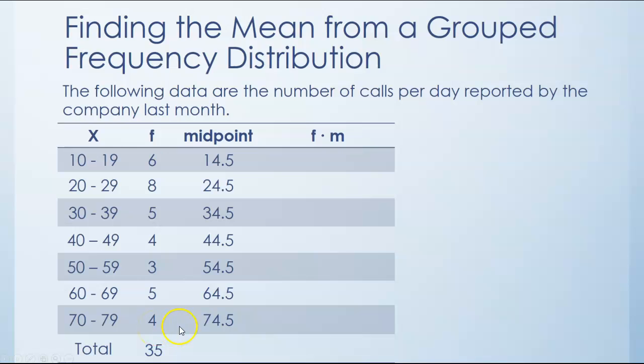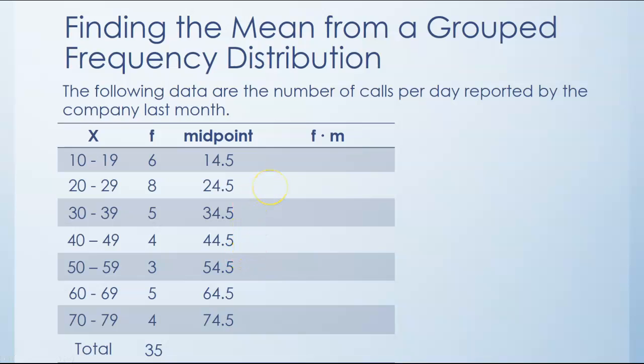Or we talked about how we can do a little bit of cheating. Once I figure out the first one, I know that this is going to be the same width as my class width, which in this case happens to be 10. So I could just add 10 all the way down the entire list, just figuring out the first midpoint and then adding 10 all the way down. That'll give me my midpoints for my entire frequency distribution.